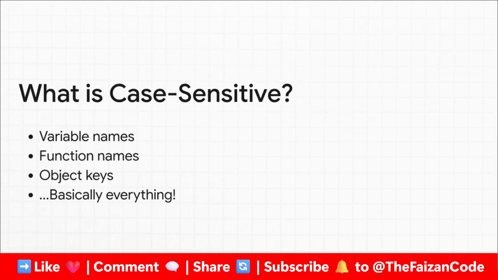So you might be wondering, where does this apply? Just variables? Nope. It's everything. We're talking variable names, function names, object keys, pretty much any name or identifier you create in your code. It's all case sensitive. Now, the good news is modern code editors and tools called linters are awesome at catching these little mistakes for you. But you can't rely on them. You still need to know the rule cold.